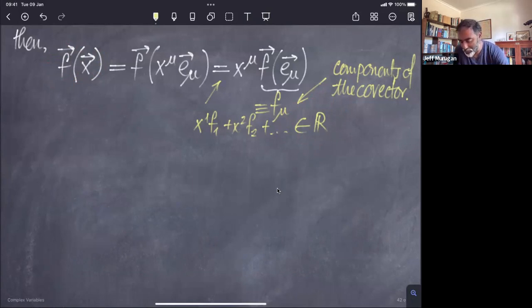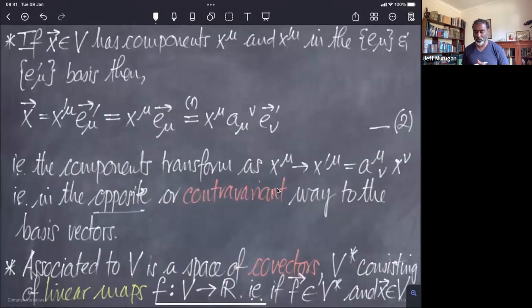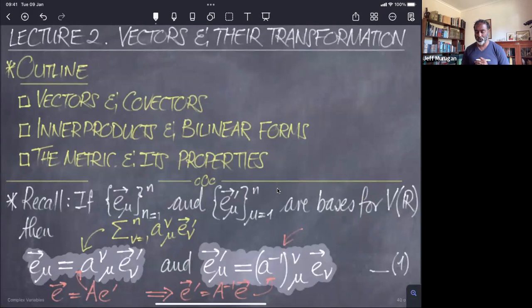So let's ask then, how do these components of the covector transform? Let's make the same basis change that we started off with, basis change 1. Again, recall how things work. The non-primed is expressed in terms of the primed basis by the matrix A. The primed basis is expressed in terms of the non-primed basis by the matrix A inverse. Keep that in mind, and all the transformations we're talking about are defined with respect to transformation 1 here.